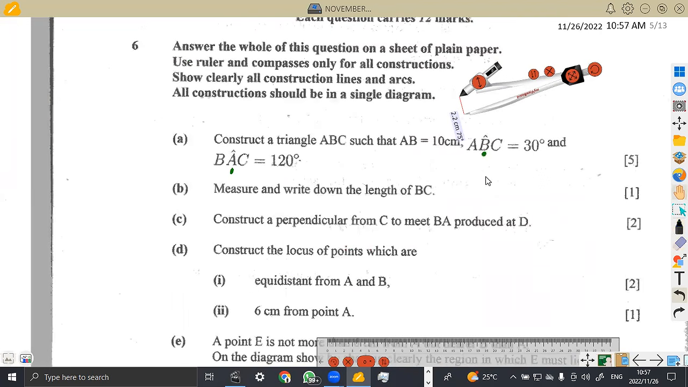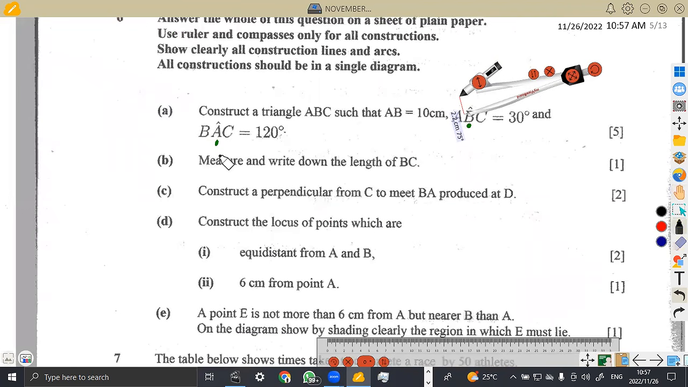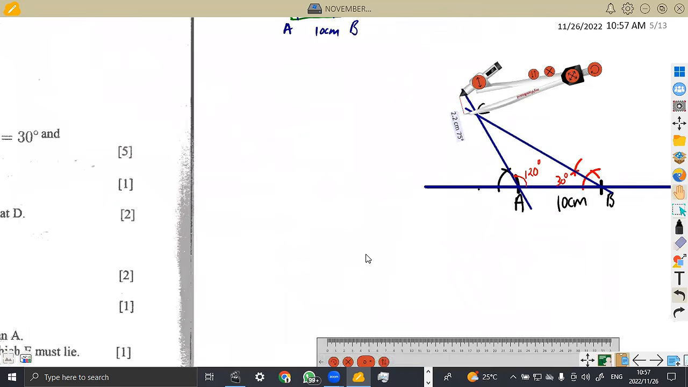Then from that diagram, we are now asked to measure and write down the length of BC. So you're supposed to measure the length of BC according to your instruments there.